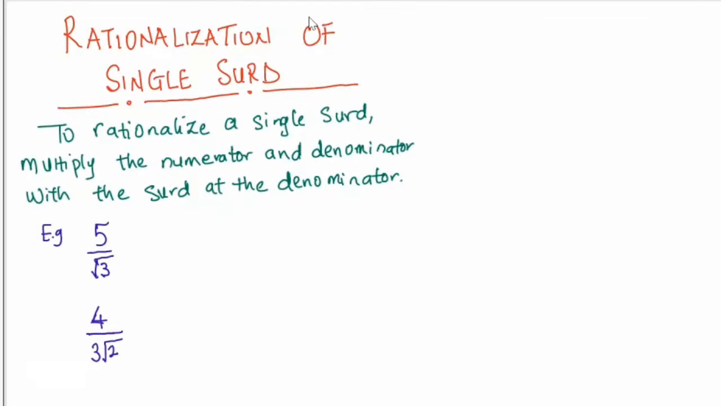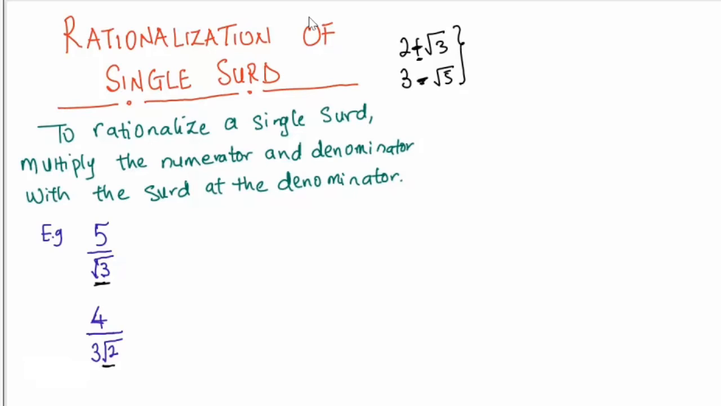So we move on to look at the rationalization of single surds. Now, why are they called single surd? Because you just have a surd alone as a denominator, for example, root 3 or root 2. It is not attached to anything like we are having 2 plus root 3. There's no plus or minus connecting it to another number. Or we have 3 minus root 5. So for these ones, they are not single because they are attached either by the addition sign you have here or the subtraction sign.